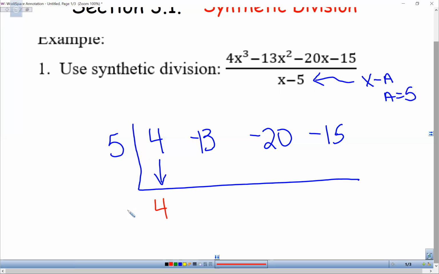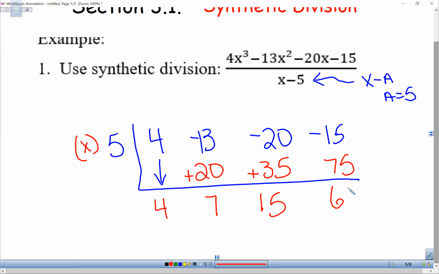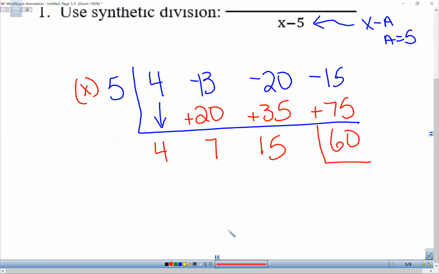So the bottom number is 4, we multiply by 5. So if you put a little times sign out here to remind you, this is what you multiply by. 5 times 4 is 20. And we add these together and get 7. 7 times 5 is 35. Add those together. 5 times 15 is 75. And we're going to add those together. So the last number you have at the end is your remainder. So all of this ends up with a remainder of 60.